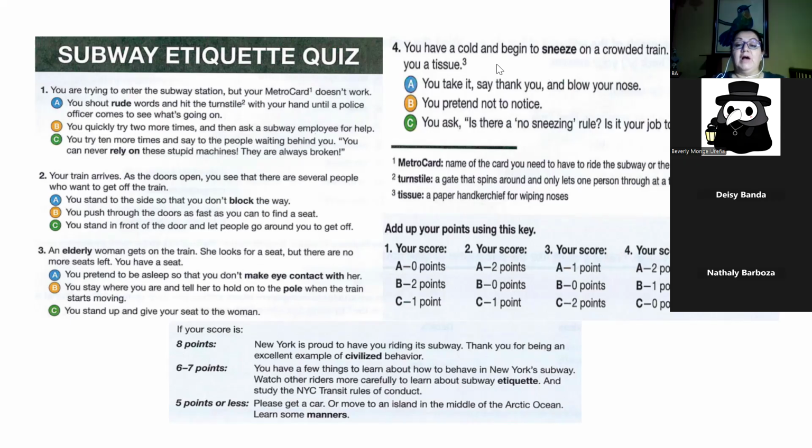4, you have a cold and begin to sneeze on a crowded train. Someone hands you a tissue. You take it, say thank you, and blow your nose. You pretend not to notice. You ask, is there a no sneezing rule? Is it your job to enforce it? A. A. Perfect. And then there is punctuation here. So you are good, polite people.